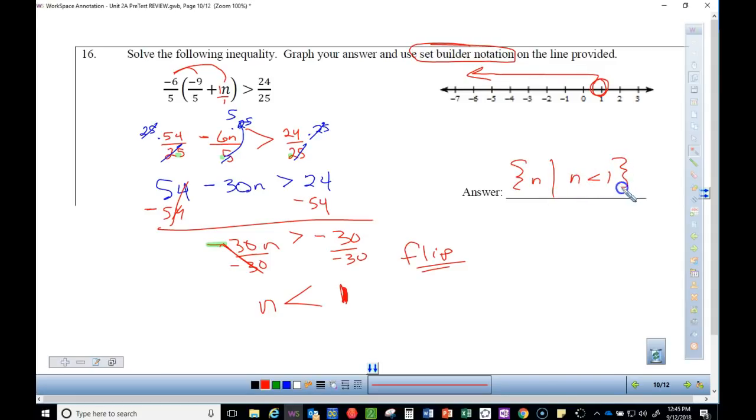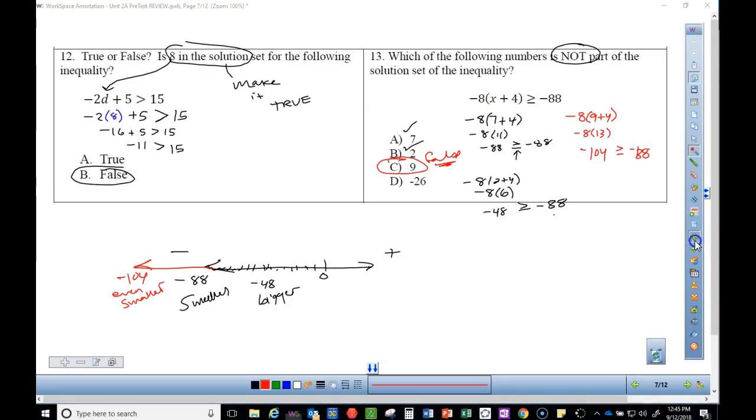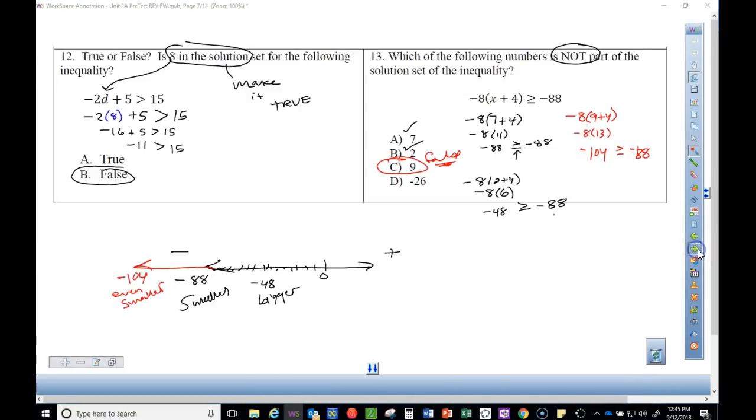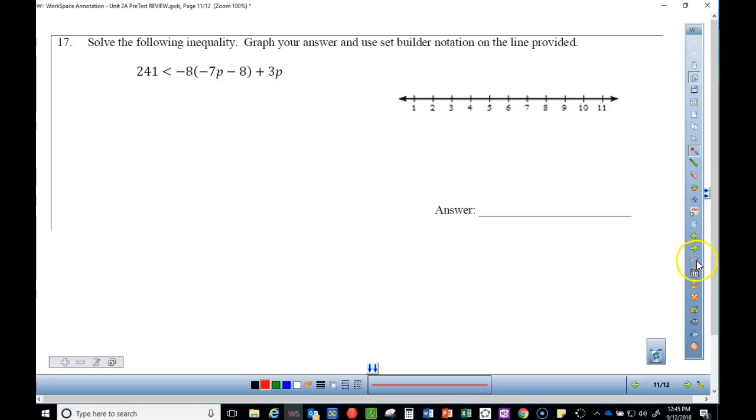And you can look back to number, let's see, there was right here, number 9, to see what that set builder looked like if you needed to. Because they have it in the choices. Okay, and I think that this is our last question.